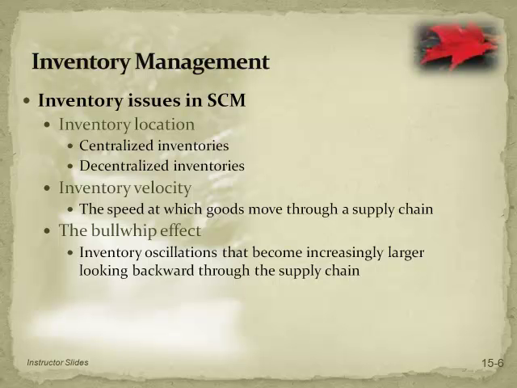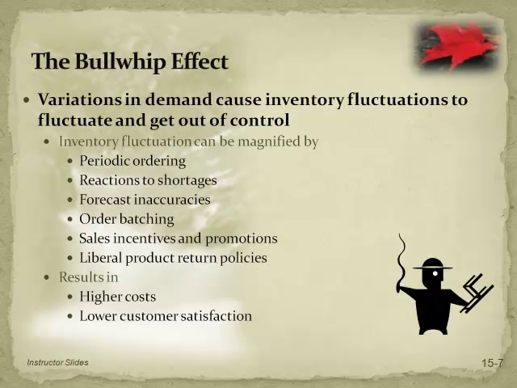And then there is a naturally occurring phenomenon that has been studied in academia for about the last 25 years related to inventory management in the supply chain. That's referred to as the bullwhip effect, and we'll talk about that next. So the bullwhip effect causes inventories in the supply chain to fluctuate much greater than they need to fluctuate and can cause the inventory management to go completely out of control.